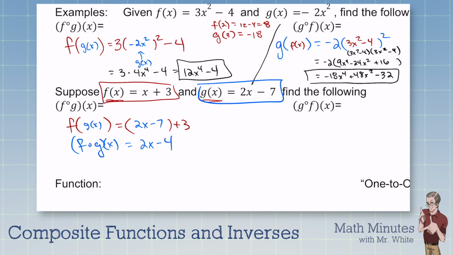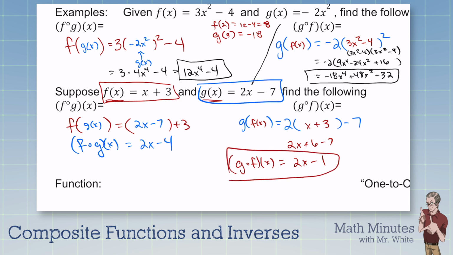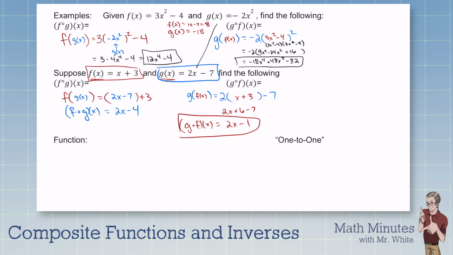Okay, that's the answer. Now on the right side of the screen we have the g function. We're going to put f of x inside the g of x function. So here we go. The g function is 2 times the input minus 7, and I'm putting x plus 3 in there. There's no squaring this time like there was on the last one, so this is nice. We get 2x plus 6 minus 7. That equals 2x minus 1. That's g composed with f of x. Right there, there's the answer. Okay, so now you know how to compose two functions.